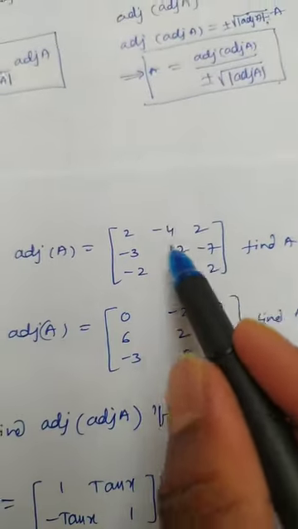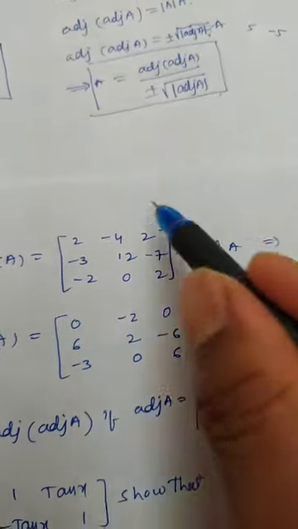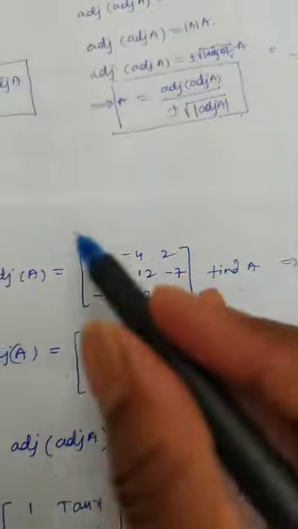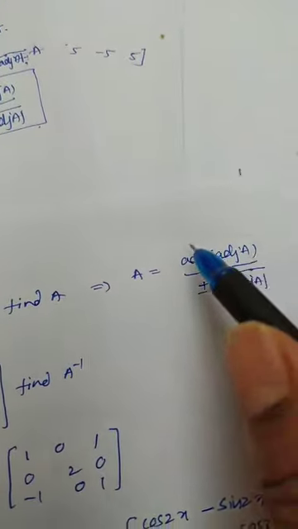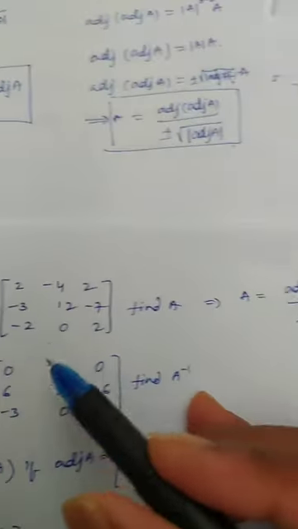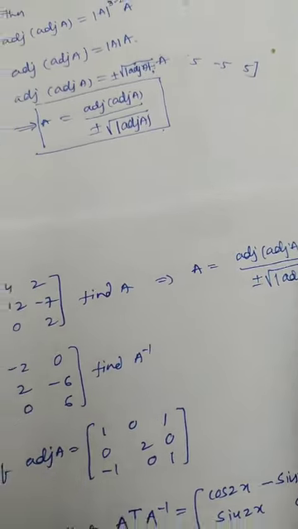So adjoint A is given. Now find the adjoint of this matrix. Find the cofactors and transpose it. Then you will get the adjoint of adjoint A. So by keeping adjoint of adjoint A in the numerator, and substituting the det of this matrix in the denominator, you will get A.